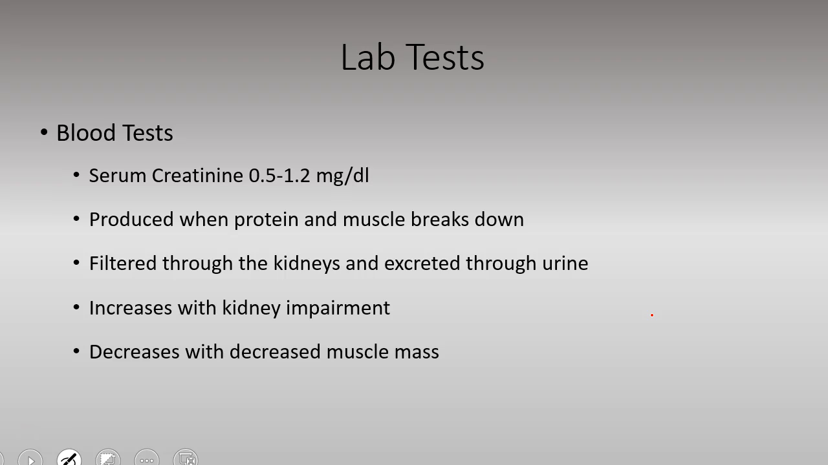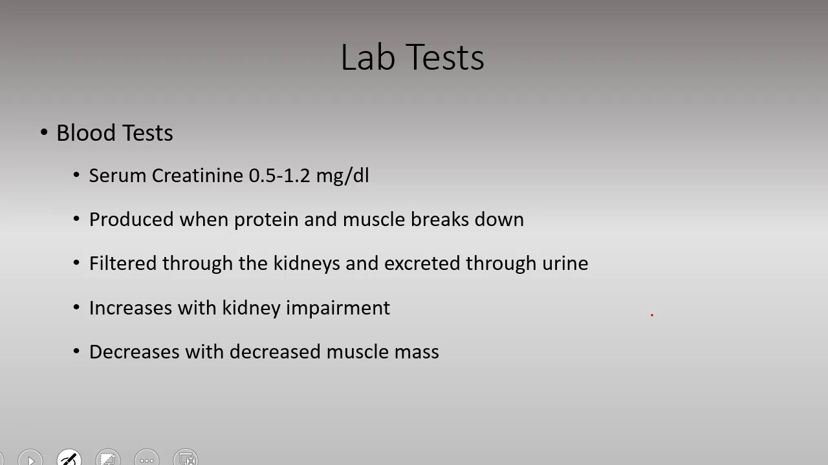All right, so for lab tests, we have blood tests. It's going to be the serum creatinine, which is 0.5 to 1.2 milligrams per deciliter. It's produced when protein and muscle breaks down. It's filtered through the kidneys and excreted through the urine. Increases with kidney impairment and decreases with decreased muscle mass. So basically the serum creatinine level is caused from muscle breakdown. So whether you have athletes or older adults, the actual act of muscle breaking down is what causes the serum creatinine to either go up or down.